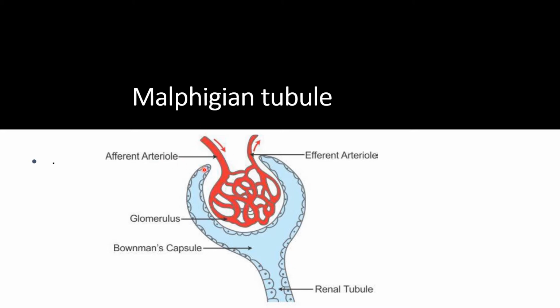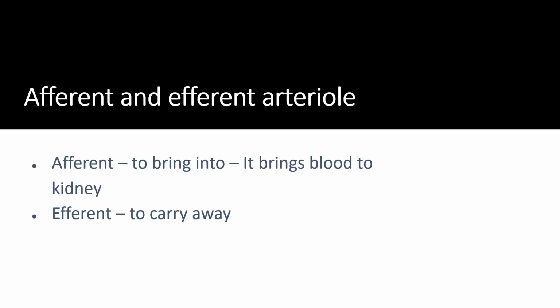And here you are seeing two arteries. Arterioles are the sub-branches of arteries. So you are seeing two arterioles. One is the afferent arteriole and the second one is the efferent arteriole. Afferent means to bring into, so this afferent arteriole brings blood to the kidney, and efferent means to carry away, so this efferent arteriole carries away the blood from the kidney.